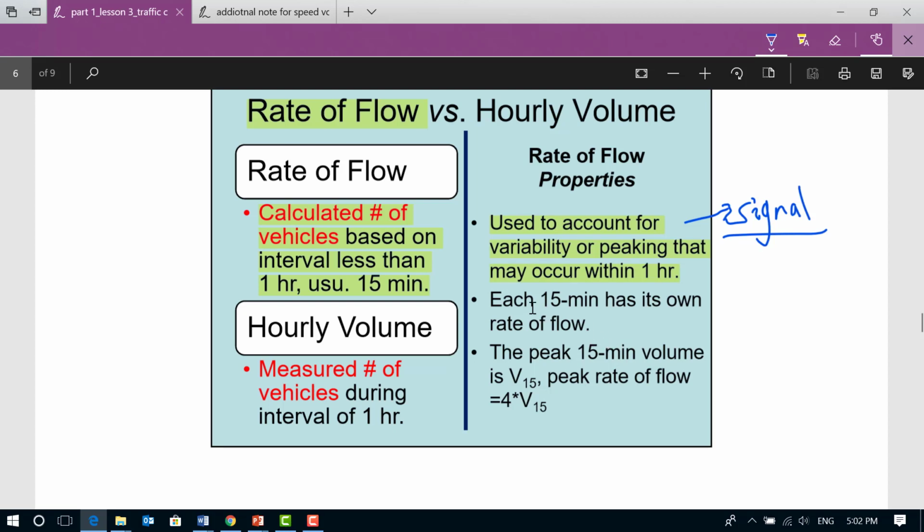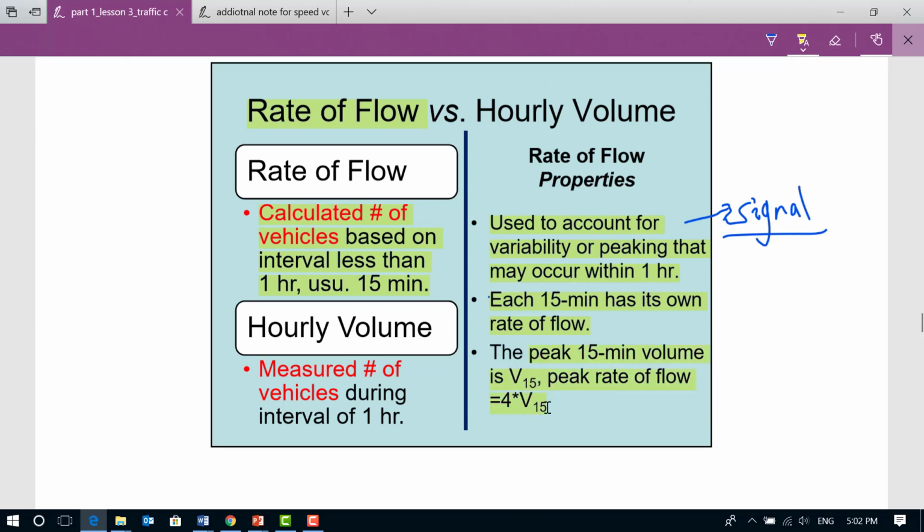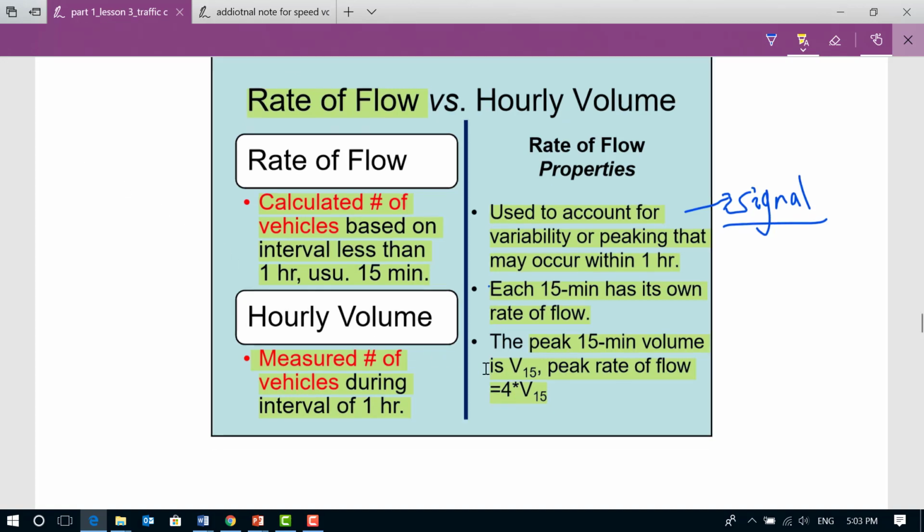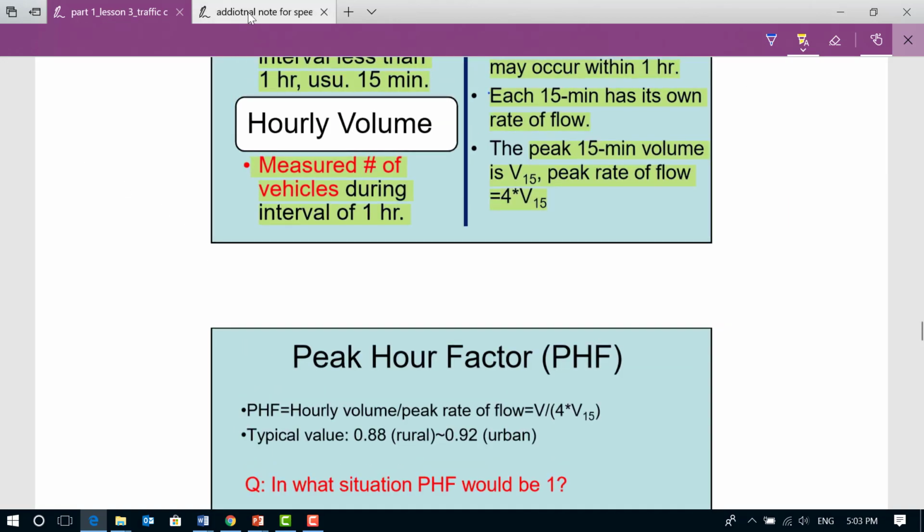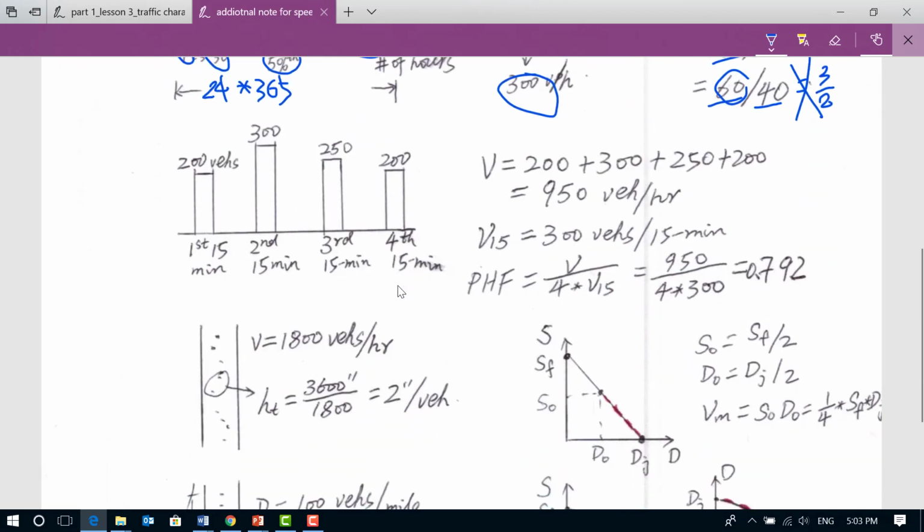Since there is fluctuation between each 15 minutes, each 15 minutes has its own rate of flow. The peak 15-minute volume is called V15, and the peak rate of flow is calculated as 4 times V15. The hourly volume is simply the total measured number of vehicles during the interval of 1 hour. Let's see one example before we do the calculation together.